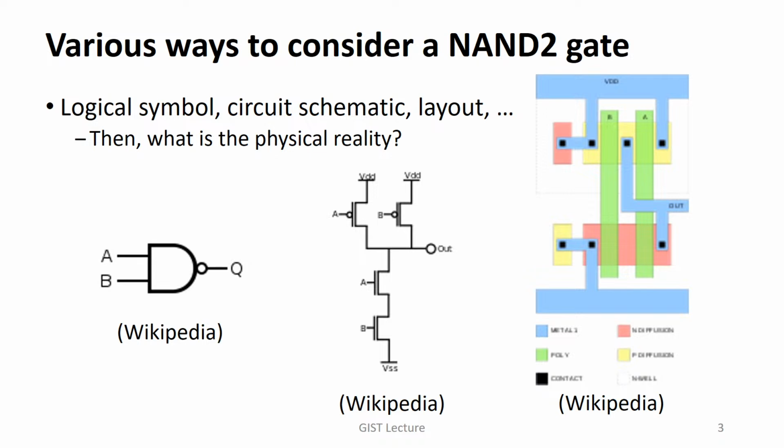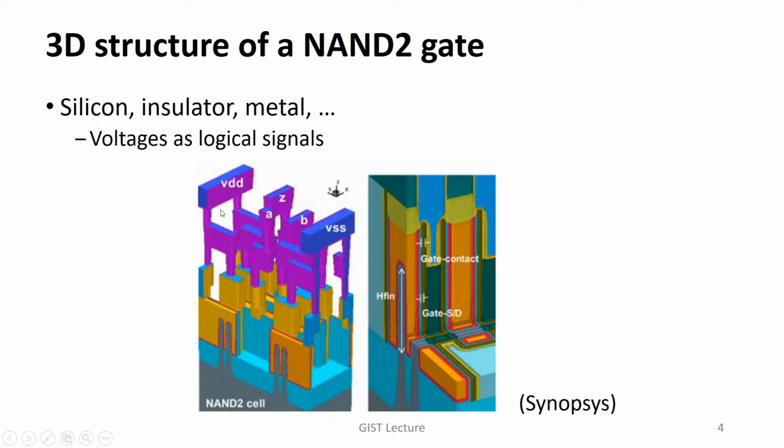Then what is the physical reality? In my opinion, this is the physical reality. This figure shows the three-dimensional structure of a two-input NAND gate. In this picture taken from Synopsys, you can find that this green region is silicon, this one corresponds to insulator, and yellow and purple are metal lines.